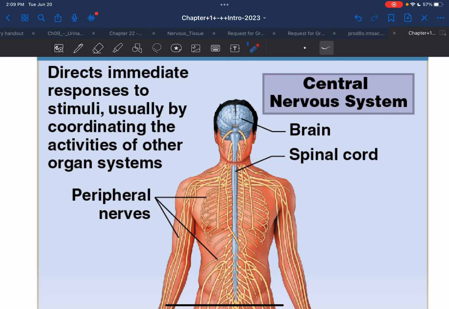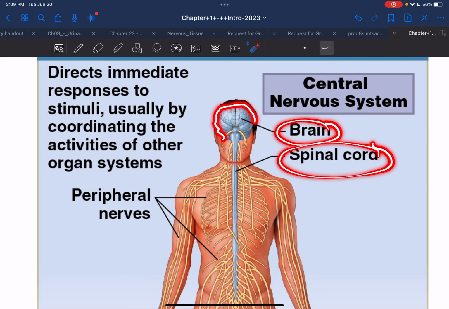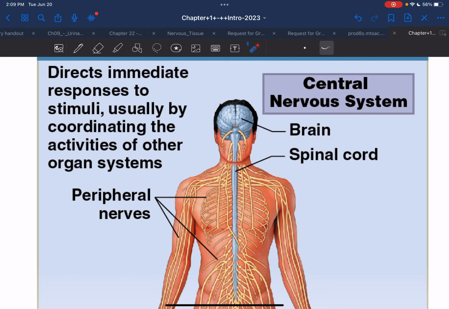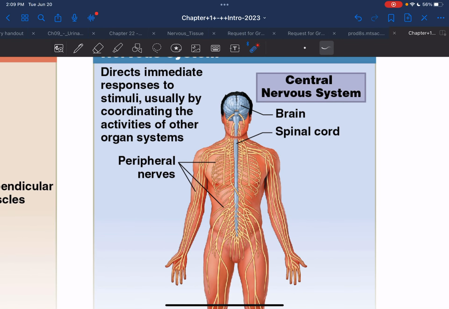Central nervous system refers to brain and spinal cord. Here's our brain. Again, this is where all our memories are stored, where all our voluntary actions occur. And the spinal cord is nothing but extensions going away from it.